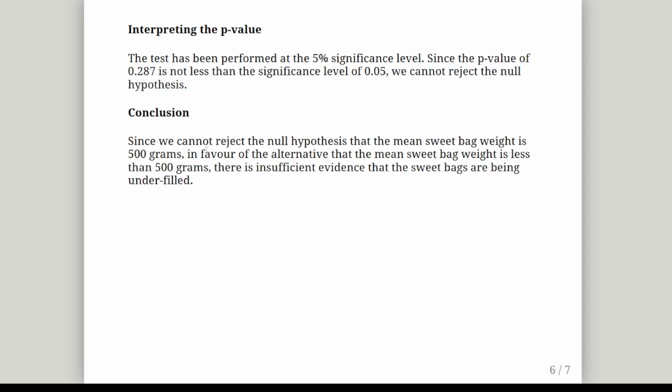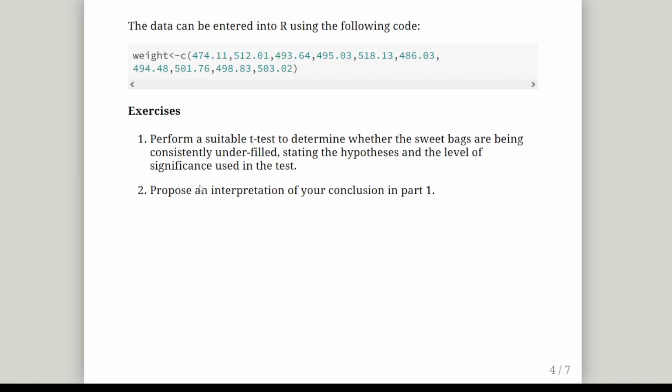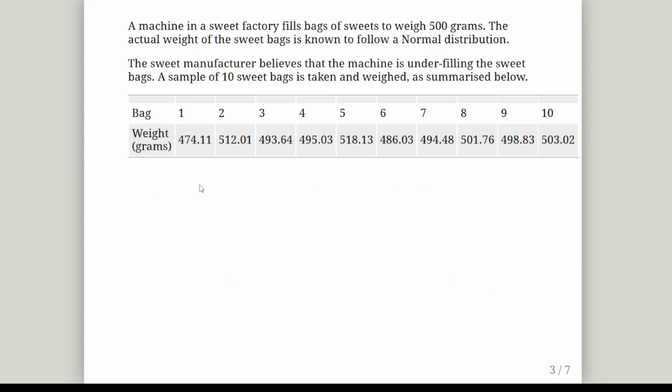The conclusion: since we cannot reject the null hypothesis that the mean sweet bag weight is 500 grams in favour of the alternative that the mean sweet bag weight is less than 500 grams, there is insufficient evidence to say that the sweet bags are underfilled. What we would do there maybe is weigh more sweet bags and get a larger sample size. Remember, this is everything to do with the fact that we just have 10 observations in our sample. That's it. We'll leave it there.